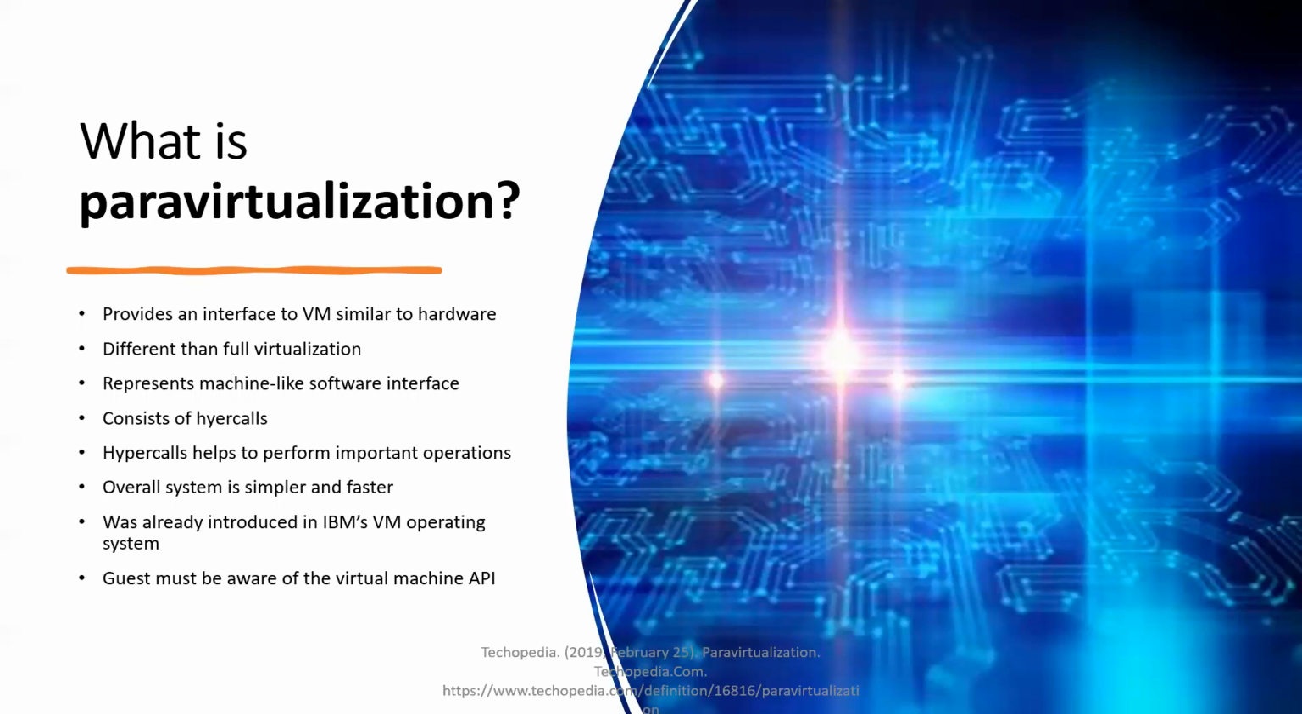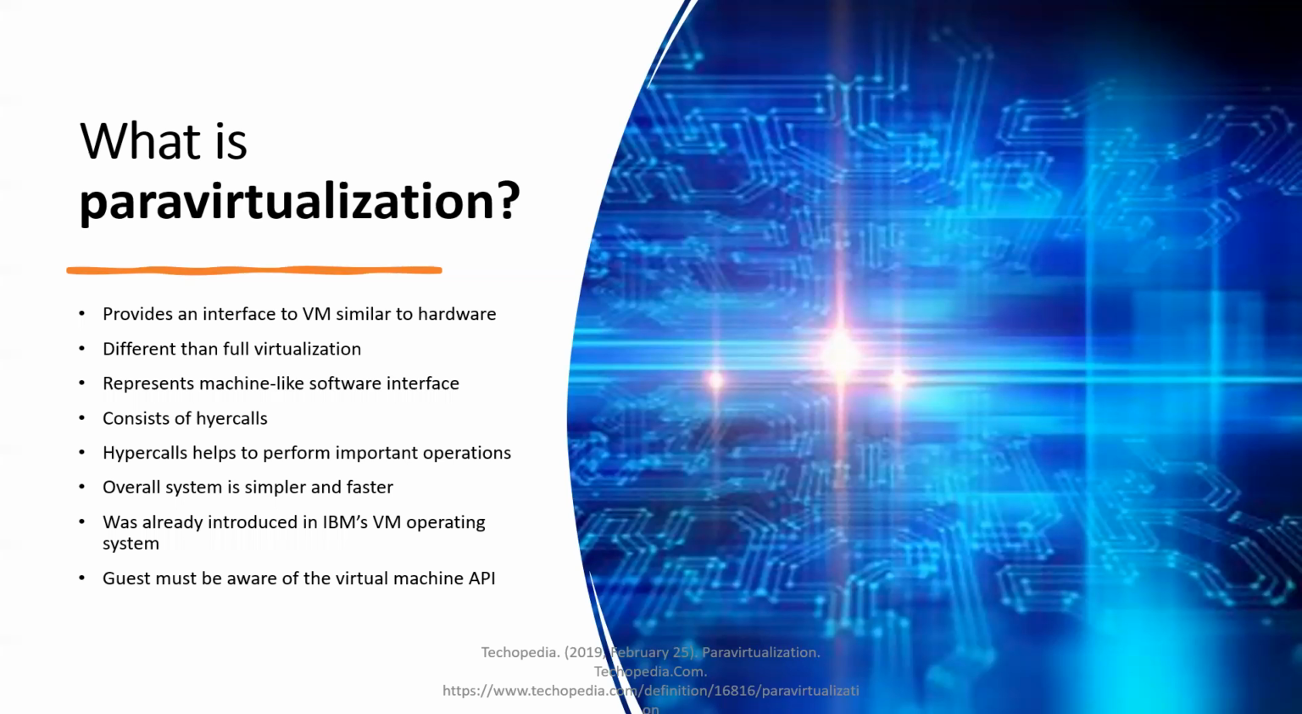Okay, so another type of virtualization is also known as para-virtualization. According to Techopedia, para-virtualization is a virtualization technique that provides an interface to virtual machines that is similar to their underlying hardware. In contrast to full virtualization, it is very different and it represents a machine-like software interface that explicitly exposes the fact that it is a virtualized environment.